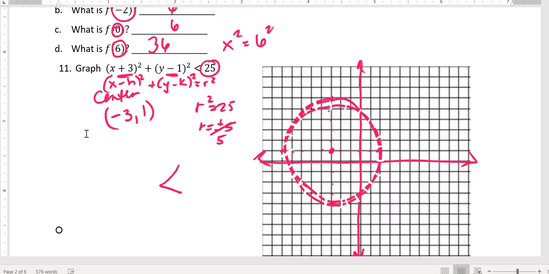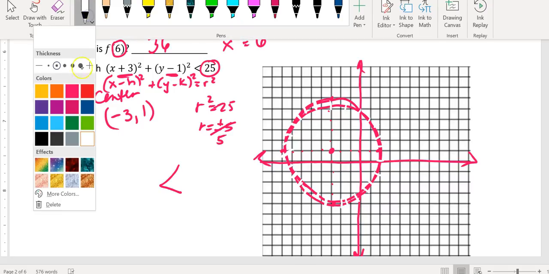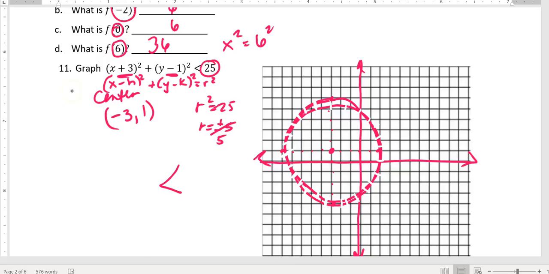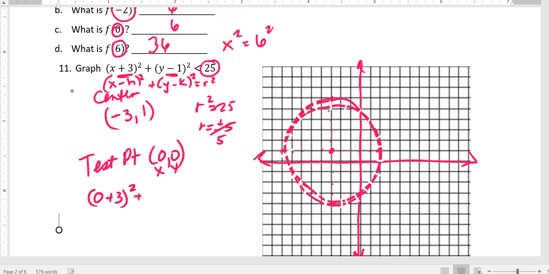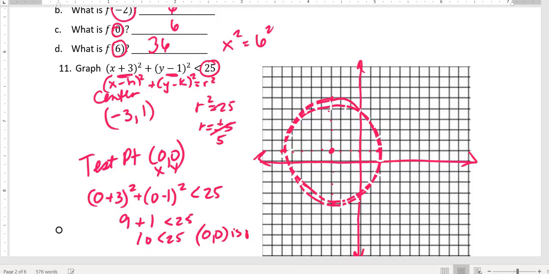And then what I want to do is I want to use the test to decide, do I shade inside or outside the circle? Okay, so I'm going to use a test point of 0, 0. I always use 0, it's the easiest one you can do. What that means is I put in a 0 for x and a 0 for y. So 0 plus 3 squared plus 0 minus 1 squared. That's going to be 9 plus 1. Is 10 less than 25? Yes, it is.